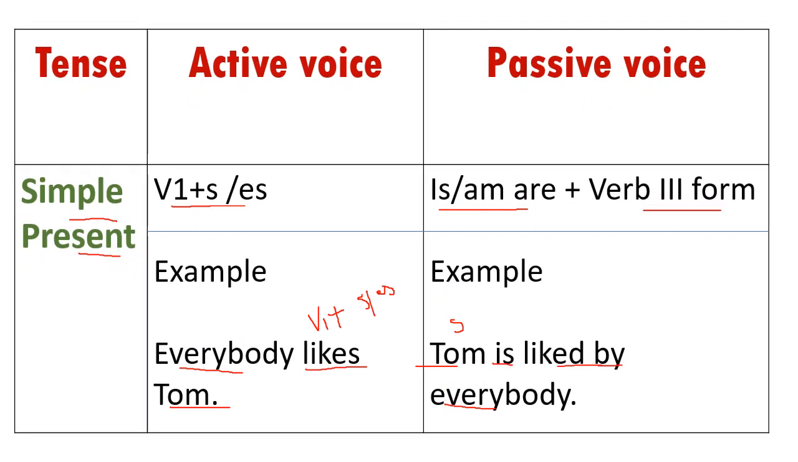First, simple present tense. If there is verb first form or verb first form plus s or es, that will be changed into is, am, are plus third form of the verb. For example, everybody likes Tom. Its answer is Tom is liked by everybody.